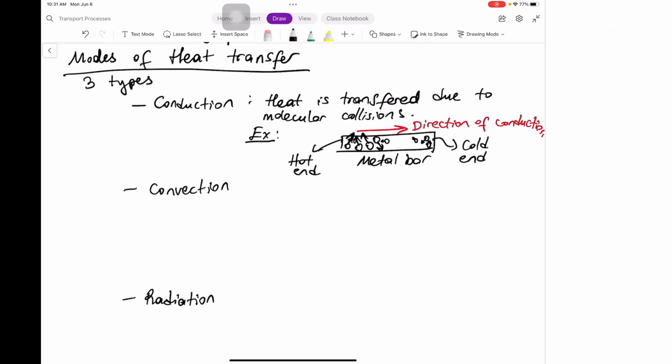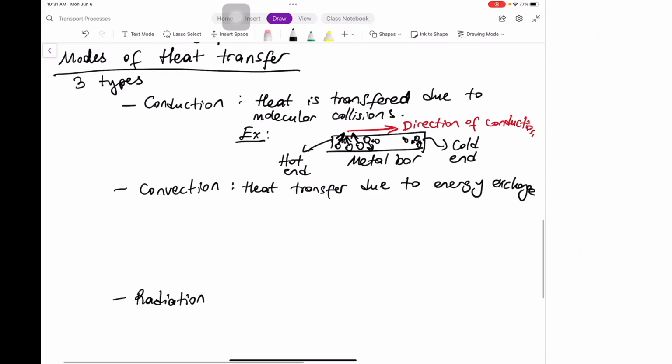And convection is basically the transfer of heat due to energy exchange between a surface and an adjacent fluid. Okay.